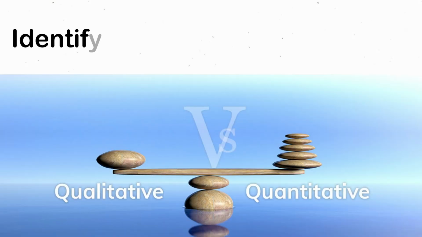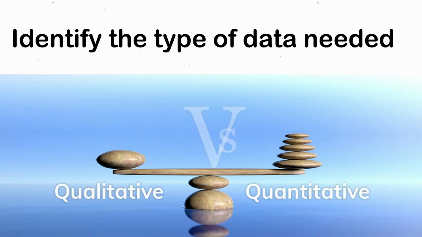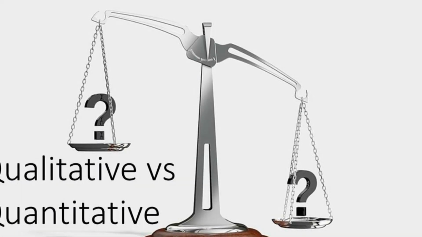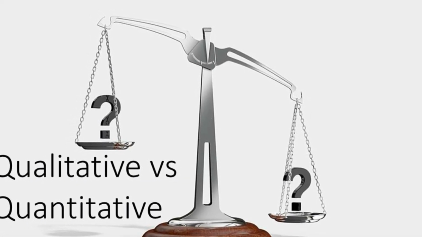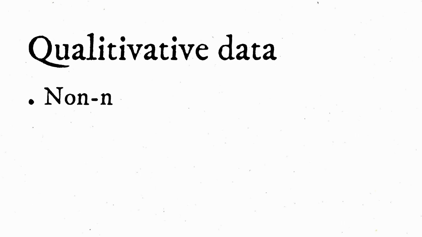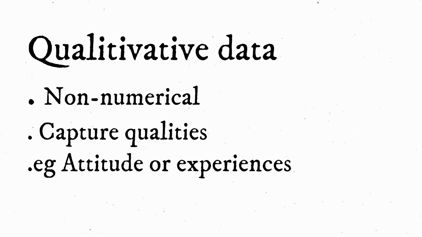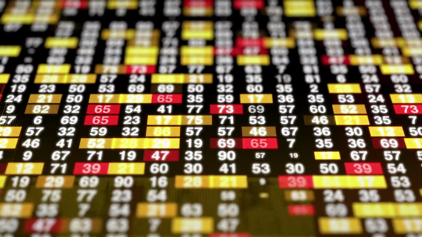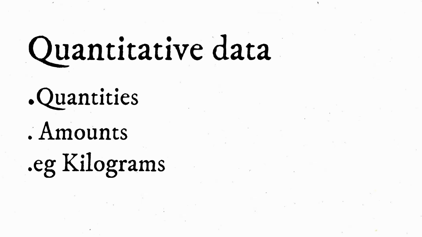Step 1. Identify the type of data needed. The first step in choosing the right study design is figuring out what kind of data you need. This decision usually starts with your research question. Do you need qualitative data, quantitative data, or a mixture of both? Qualitative data is non-numerical and captures qualities or characteristics like people's attitudes or experiences. Quantitative data, on the other hand, is all about numbers, measuring things like quantities or amounts.